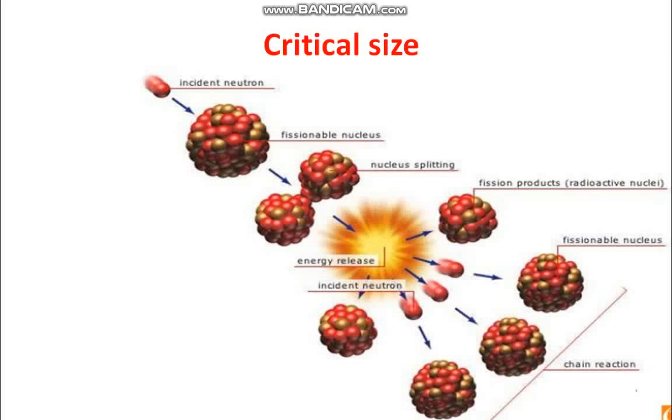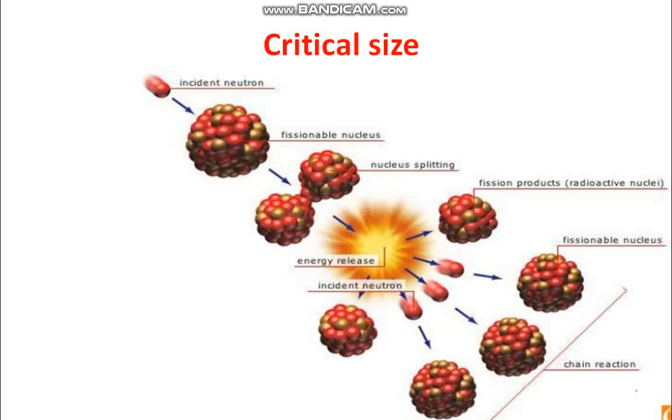Next is about the critical size for maintenance of a chain reaction. For a chain reaction to occur, the size of the fissionable material must be above the size called the critical size. The escape of neutrons takes place from the surface of the reacting body, and fission, that is the production of neutrons, occurs throughout its volume. Thus, the greater the size of the system, the lesser is the probability of the escape of neutrons.